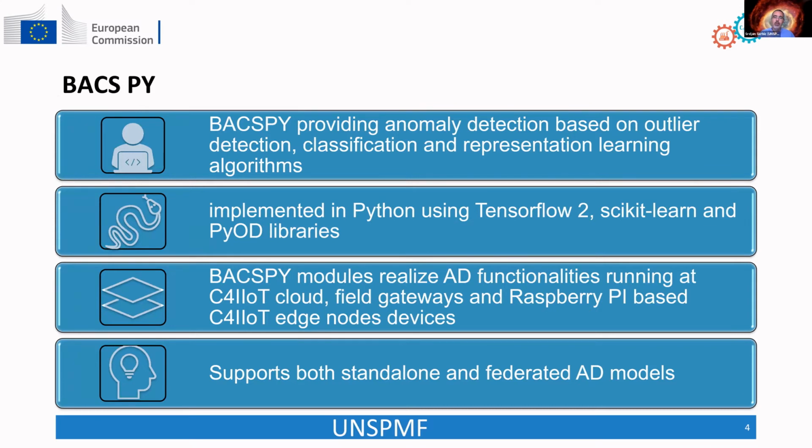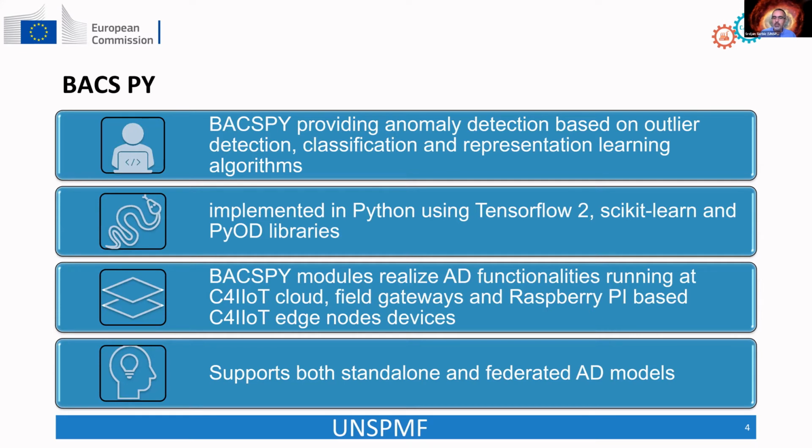Anomaly detection based on outlier detection, classification, and representation learning algorithms. At least three Python libraries have been used: TensorFlow 2 for deeper autoencoders. In BACS-C, we have lightweight, shallow autoencoders. Here we have more processing power, so we can use deeper autoencoders, scikit-learn, and PyOD libraries.